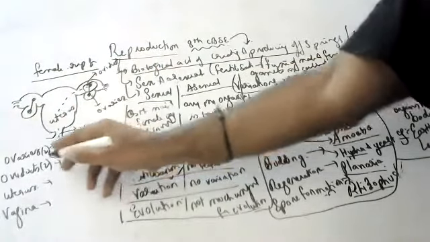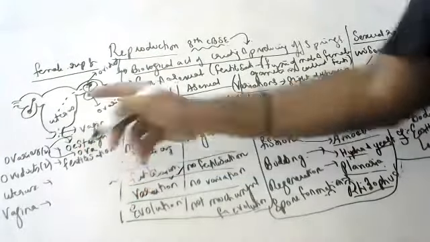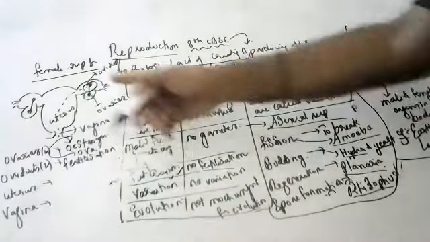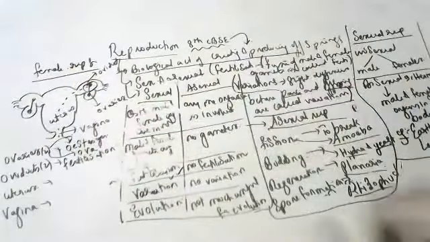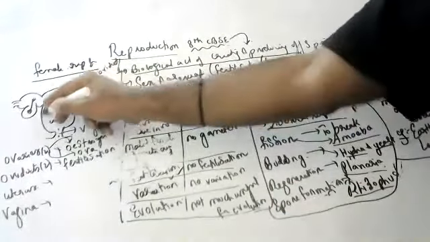What is the function of oviduct? Fertilization occurs in oviduct. The sperms will come like this, and the ova is here. Either here or there, fertilization occurs. What is the function of oviduct? Fertilization occurs in oviduct.